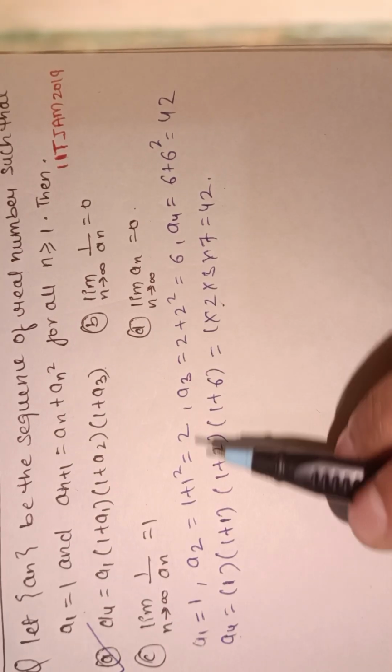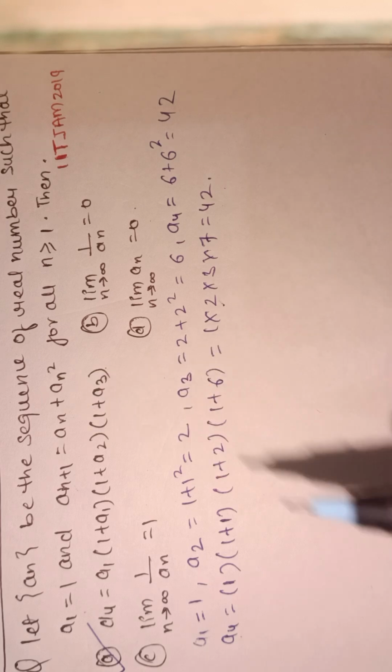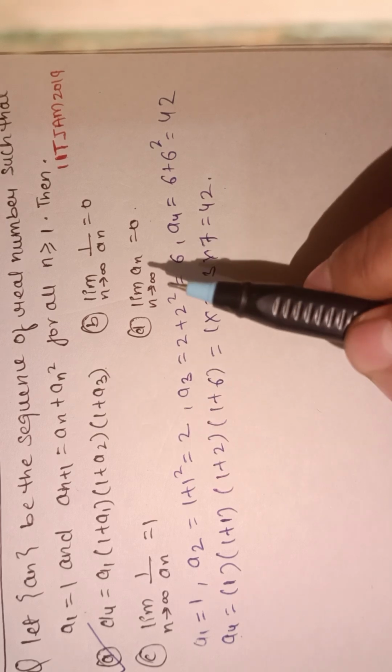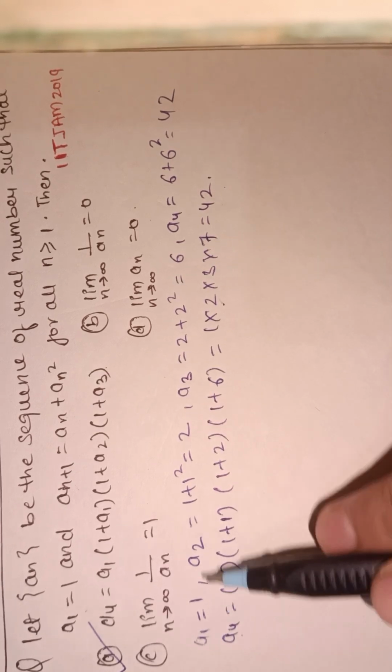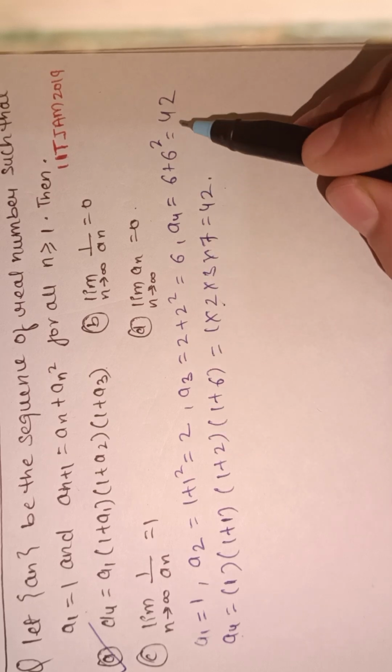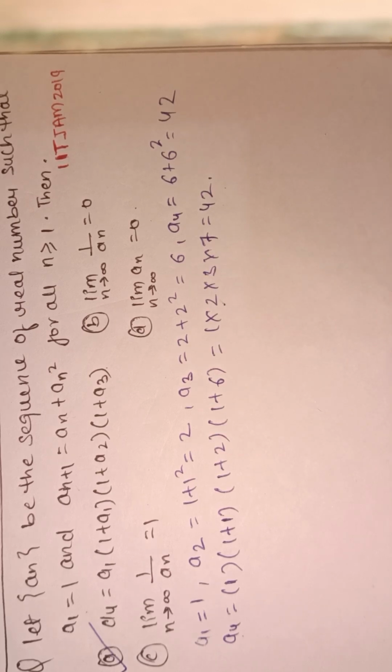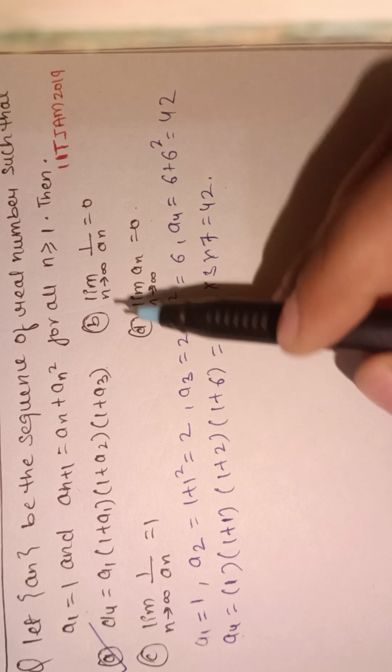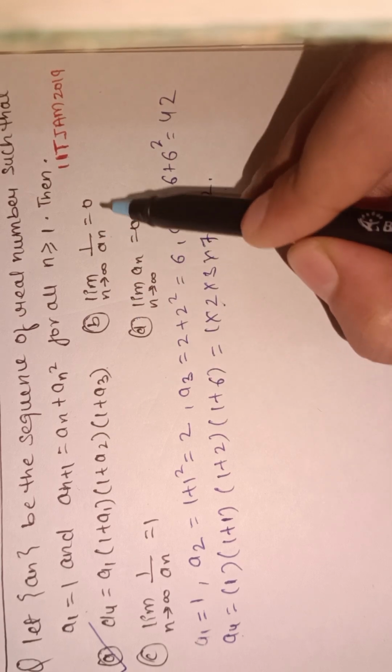Now if we say the sequence is what? The sequence is an increasing sequence. We see a1 is 1, a2 is 2, a3 is 6, a4 is 42. So term by term the sequence is increasing. So if we take the reciprocal of the sequence, then we get a decreasing sequence, and as n tends to infinity, 1 upon a_n is equal to 0.